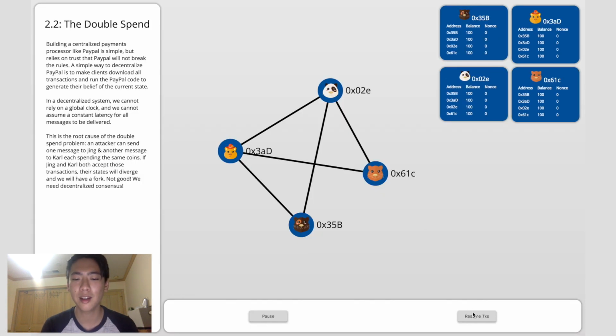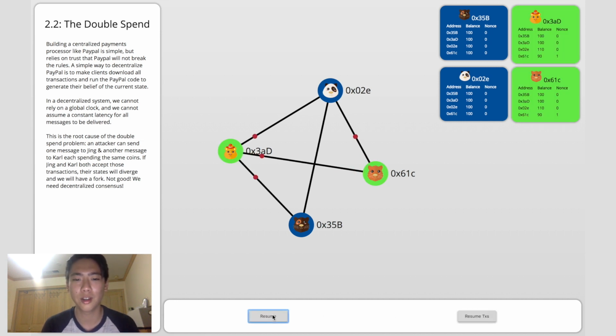So we can see here, let's just maybe send out some transactions. Cool. So I'm going to pause this simulation right now and explain what just happened. Carl just generated a transaction. And of course, when you create a transaction, you want everyone to know about it in the network. So he sent it in two messages, one to Jing and one to Alice.